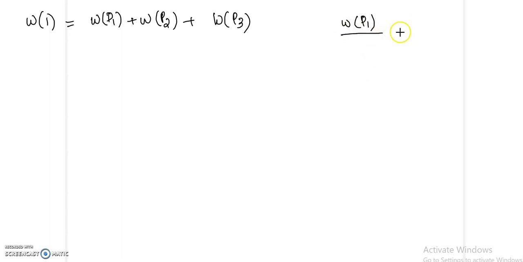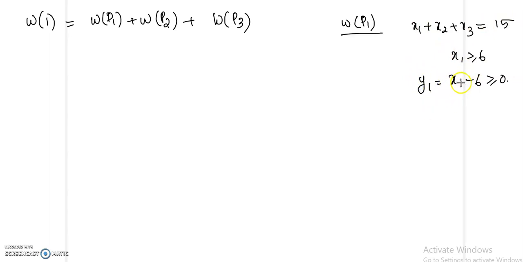So for the property P1, our equation is x1 plus x2 plus x3 equal to 15. Now P1 means x1 is greater than or equal to 6. So x1 minus 6 will be greater than or equal to 0. So take y1 as x1 minus 6. Then we get y1 plus y2 plus y3 equal to 9.